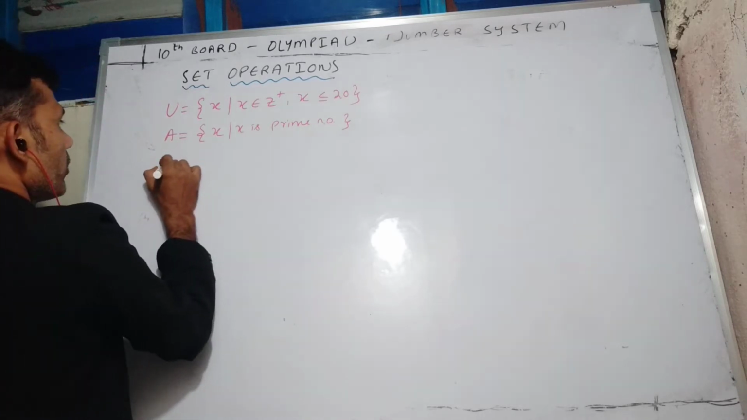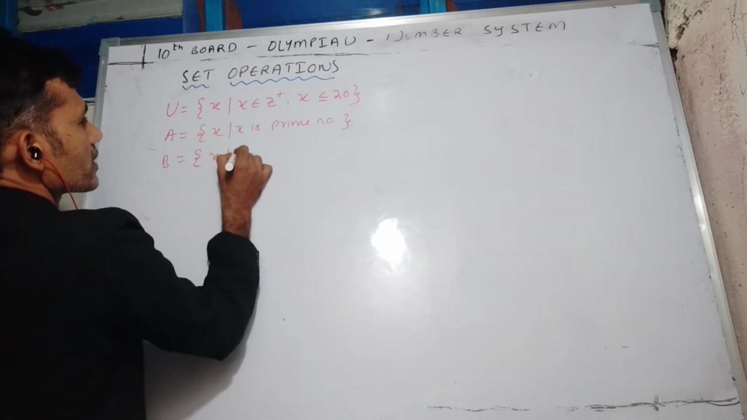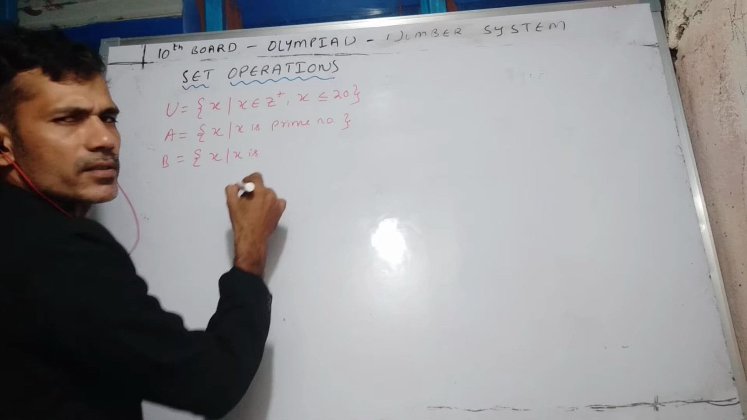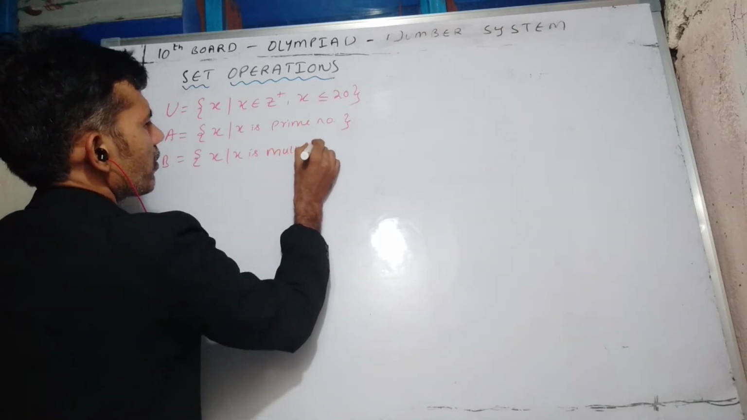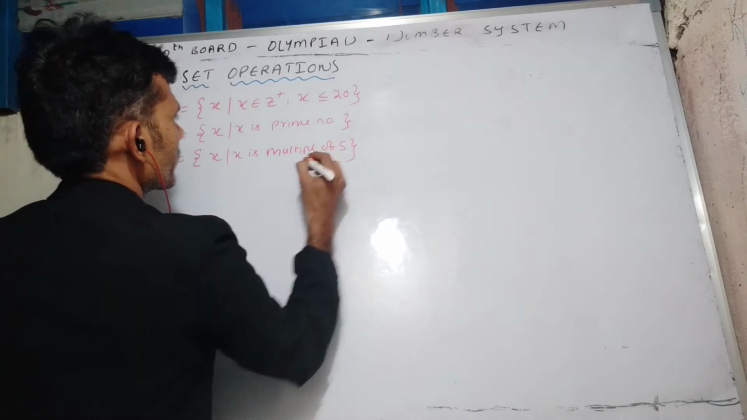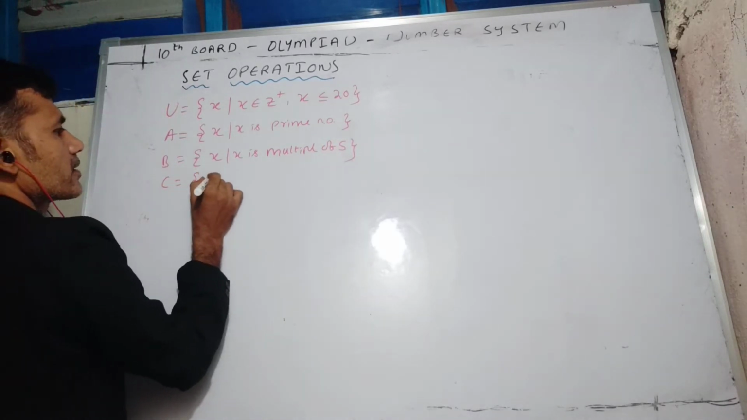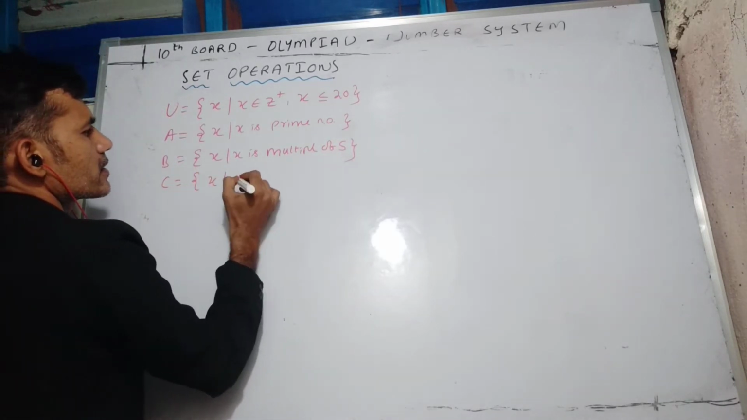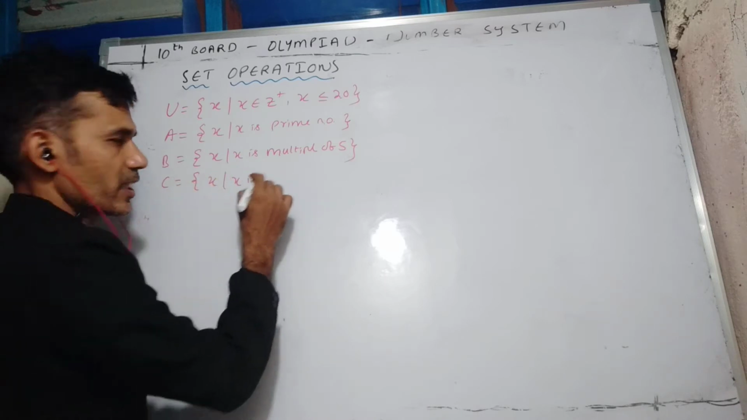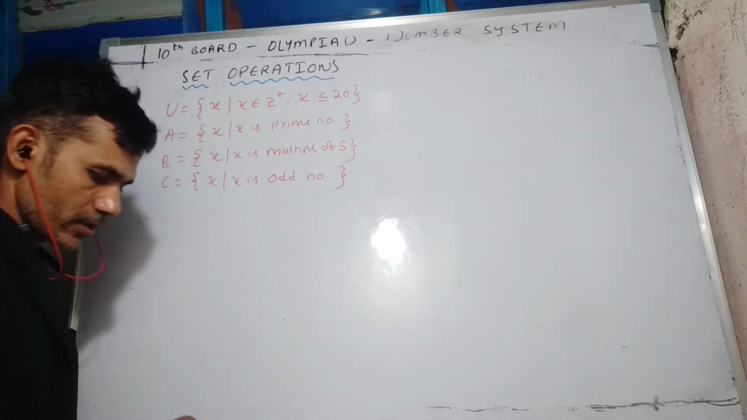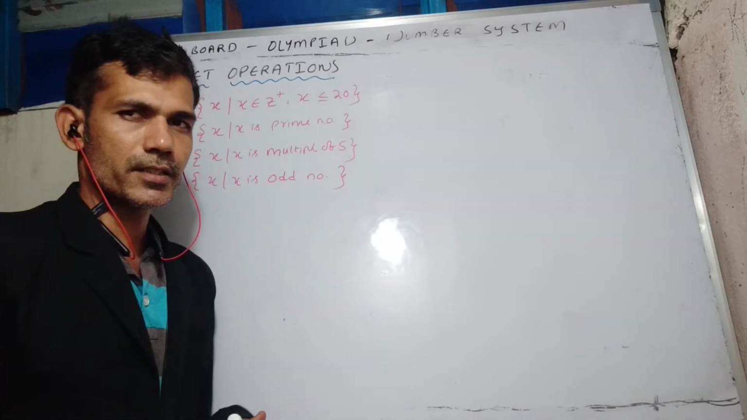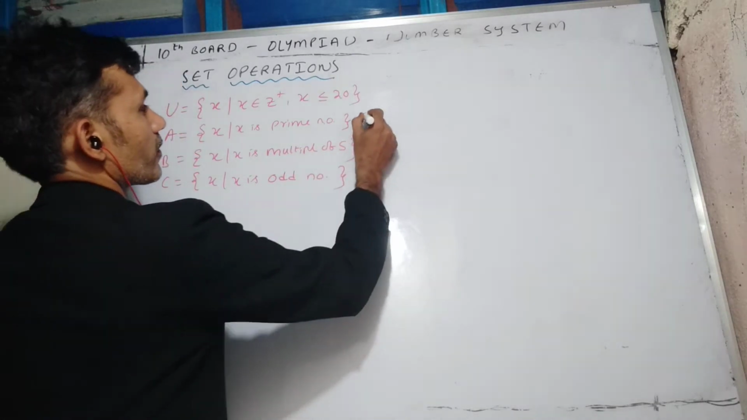Next, for B, another set, we'll take x such that x is a multiple of 5. Next, C: x such that x is an odd number. First, let us list the elements in each set.